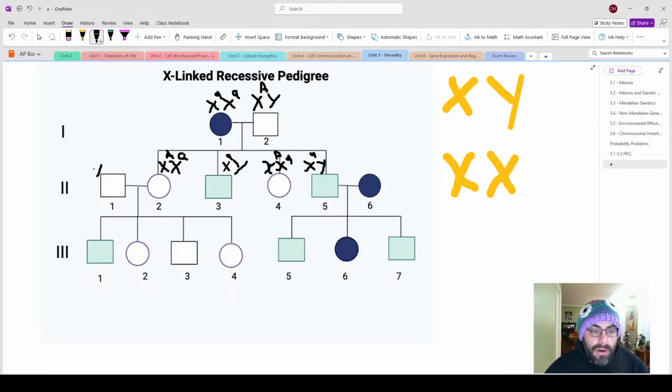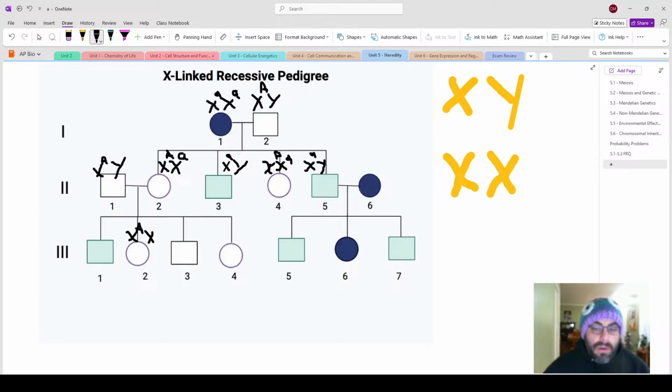Dad over here does not have the disorder, so he has a capital A, right? And then you can just see it. What about this person? Can we know their genotype? Well, we know that they have one big A. What about the other A? Could it be big A or little a, right? So we don't know. We'd have to see their children.